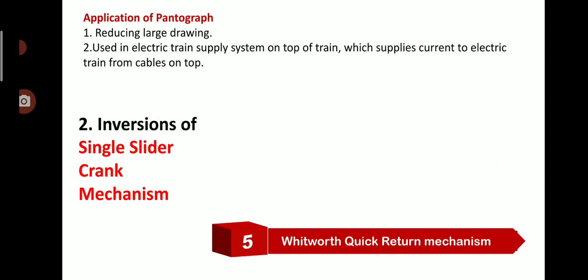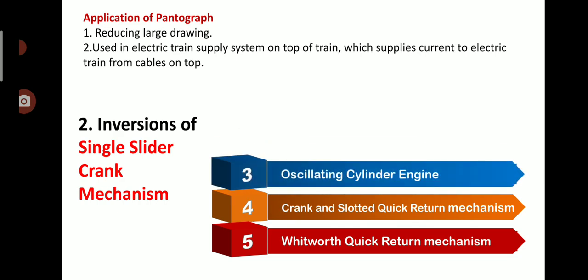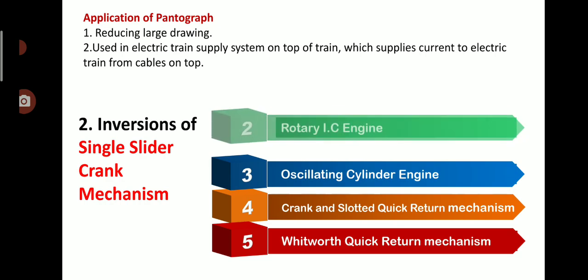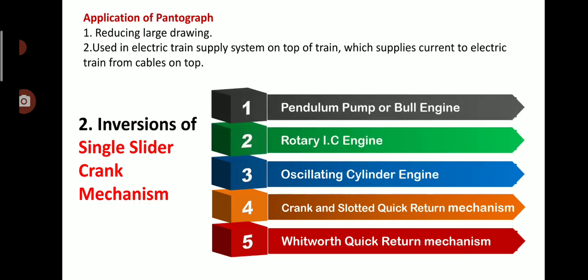After that we will learn about inversions of the single slider crank mechanism. It has 5 inversions. Let us see them one by one. The 5th inversion is the Whitworth quick return mechanism. The 4th is the crank and slotted lever quick return mechanism. The 3rd is the oscillating cylinder engine. The 2nd is the rotary IC engine, and number 1 is the pendulum pump or bull engine.